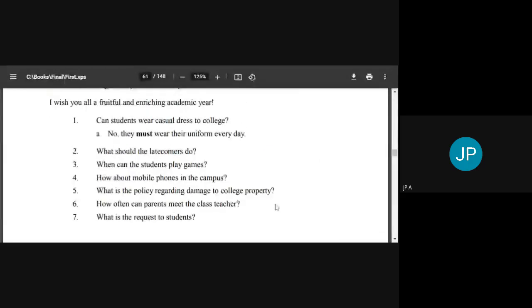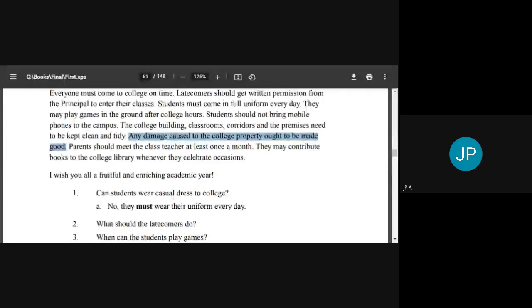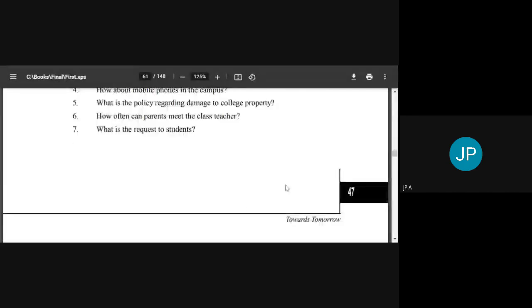Very good, Rajlakshmi. Parents should meet the class teacher once a month. Yes, Archana. They should meet the teachers at least once a month. Okay. Then the last question, what is the request to students?